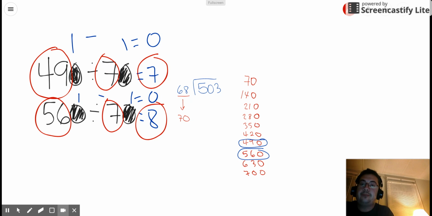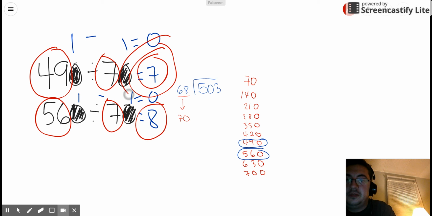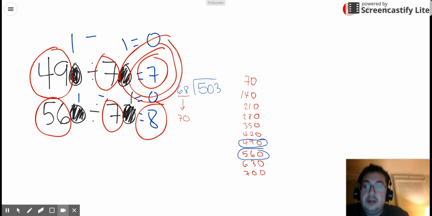So that means that 7, I'm just going to put some extra circles around here, 7 is going to be the closest of the two estimates. So we should expect that 503 divided by 68 is going to be closer to 7 than 8. So hopefully this makes estimating quotients more clear.